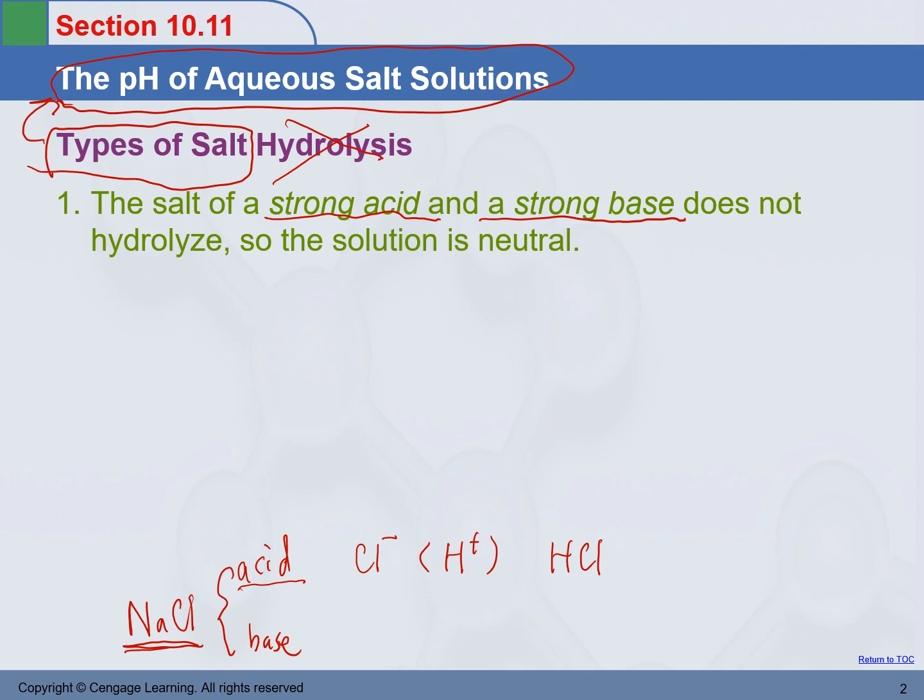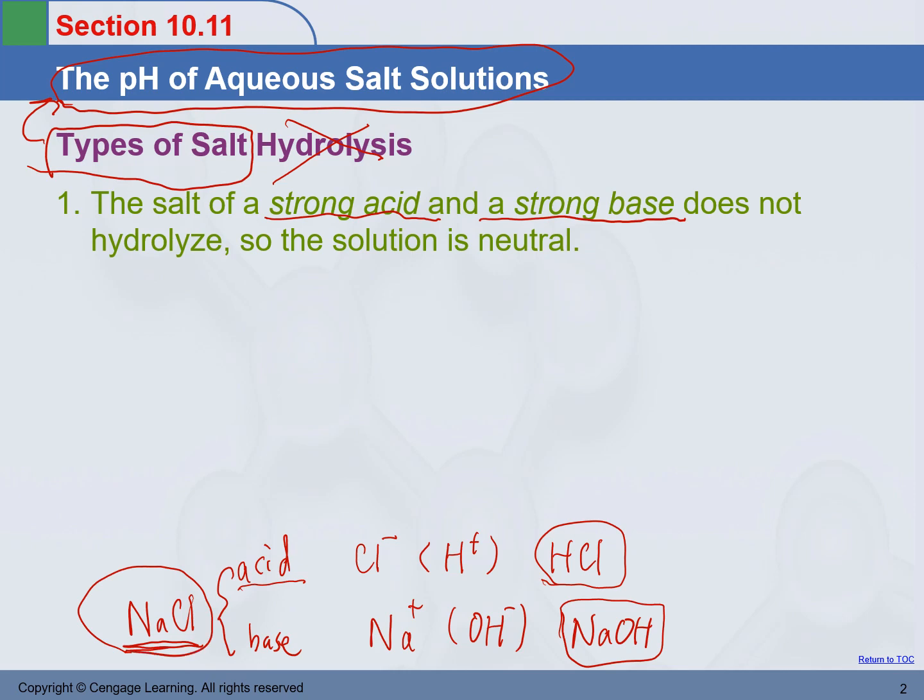To get the base parent, you take the positive ion, and you keep adding hydroxide to it till it is neutral. That will be the base parent, NaOH in this case. So, hydrochloric acid and sodium hydroxide are the acid and base required to prepare that salt from a neutralization reaction. HCl is a strong acid. How do you know it is a strong acid? Because it is one of the 7 strong acids.